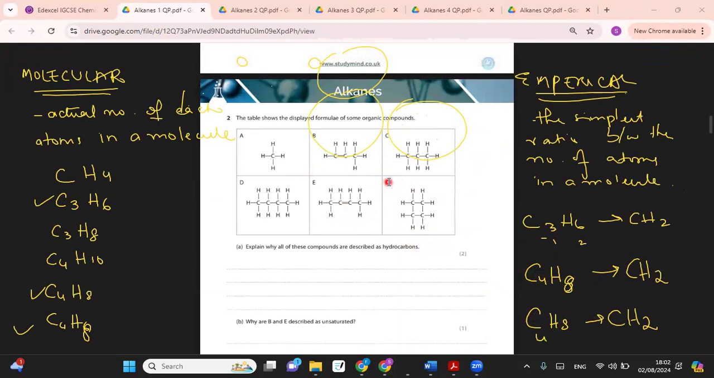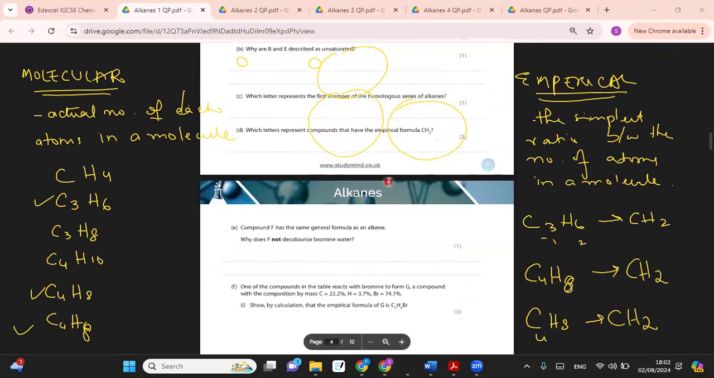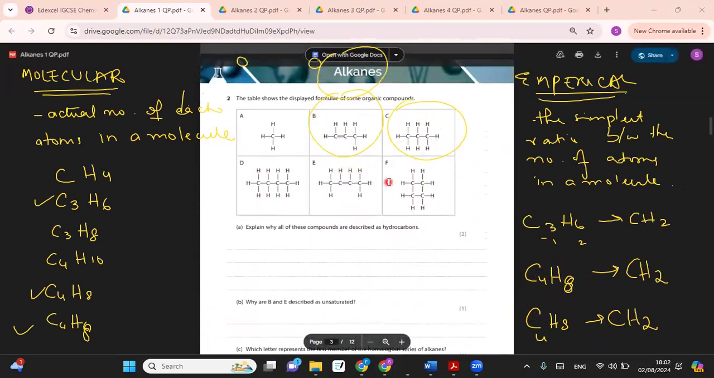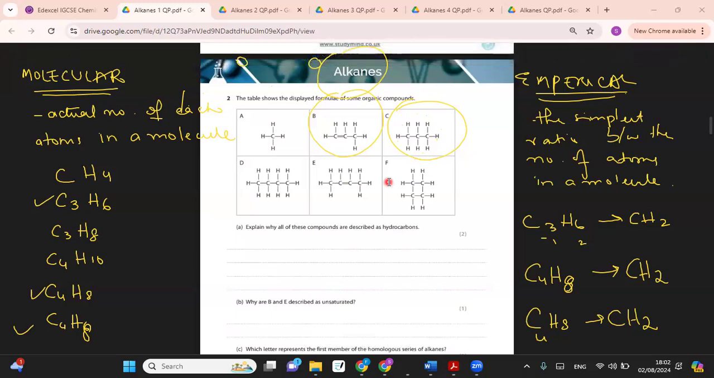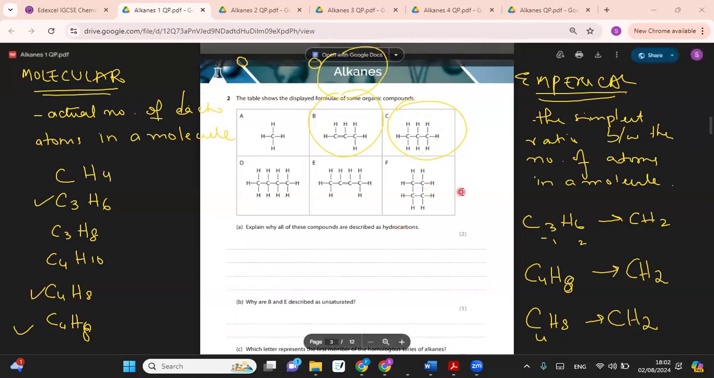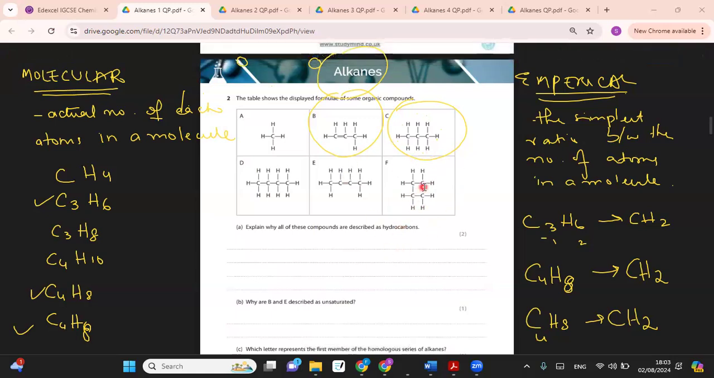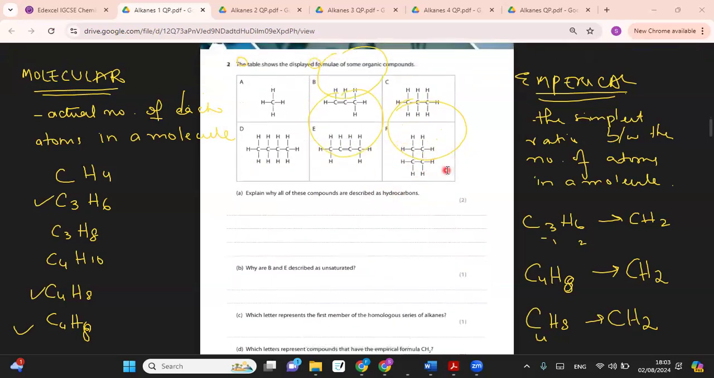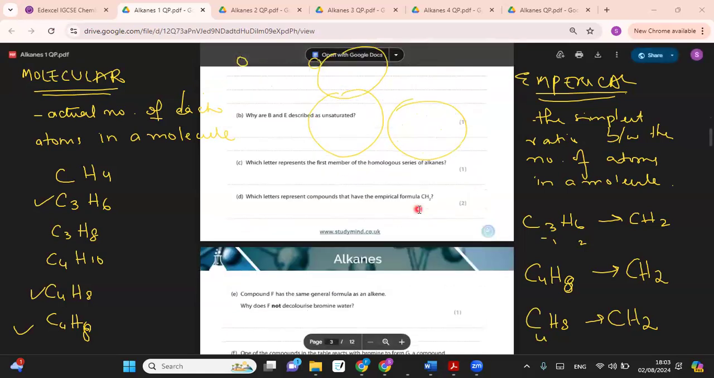Compound F has the same general formula as the alkene. Why does compound F not decolorize bromine water? Since they have the same formula, but F is an alkane because it doesn't have a double bond. Yes, exactly. That's all you have to say, because F is an alkane, so it does not decolorize or react with bromine water. That's it. So this is the main reason, okay? Because F is an alkane. Perfect.